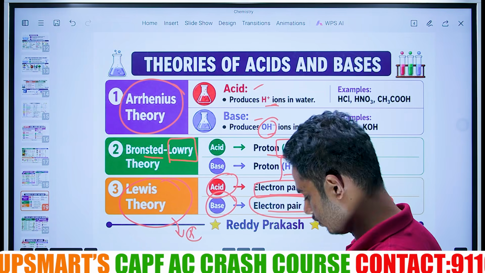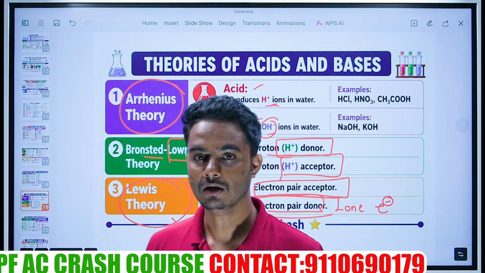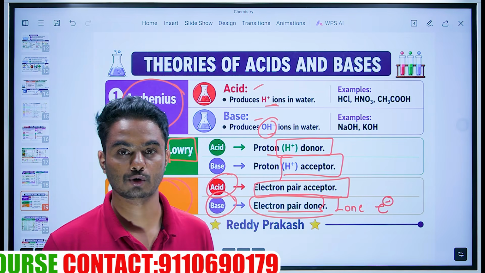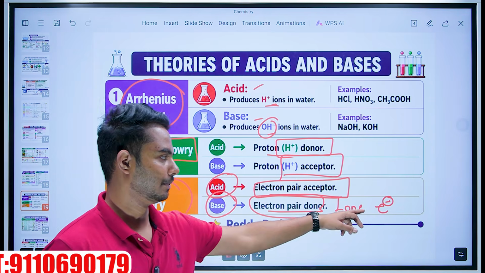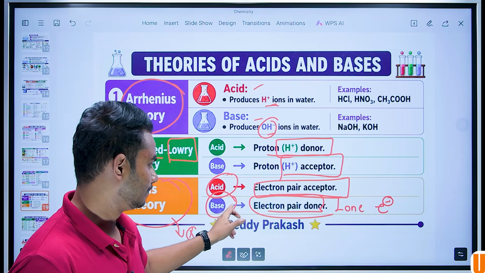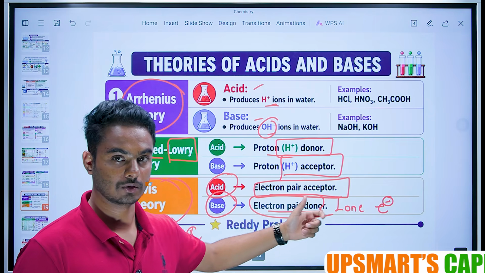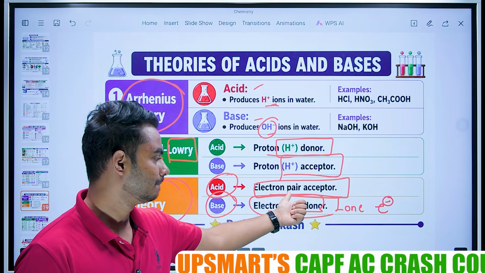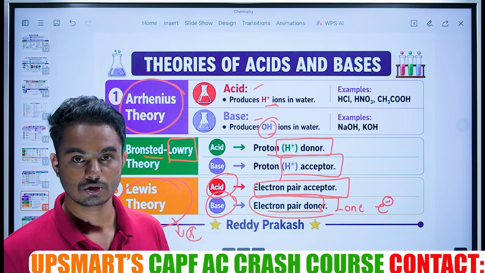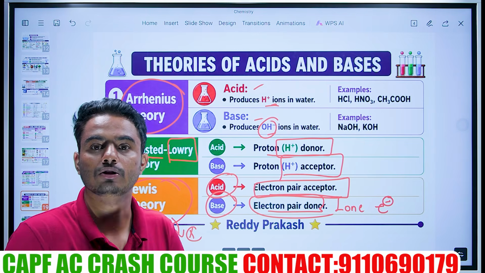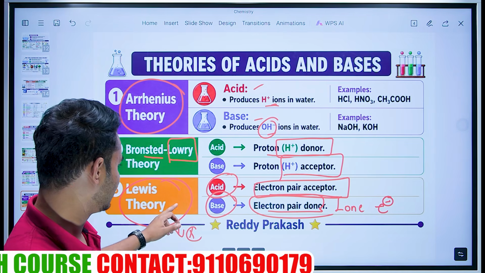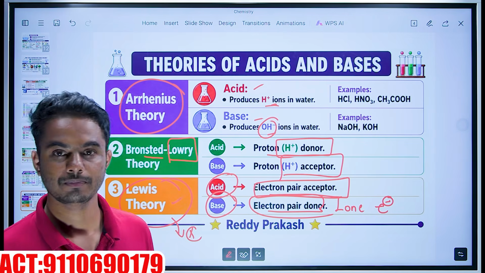This is the symbol of electron. A base will be having extra electrons, a lone electron pair. An acid will be having a deficiency of electrons. So the acceptor is the acid, the donor is the base. This theory was given by Lewis.